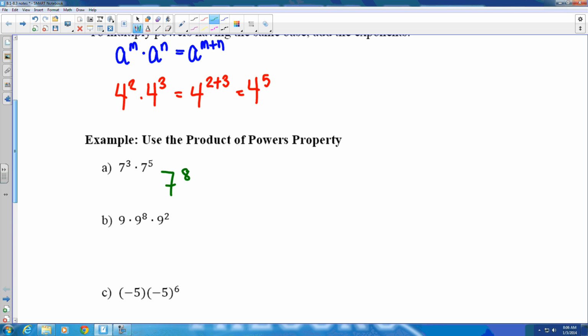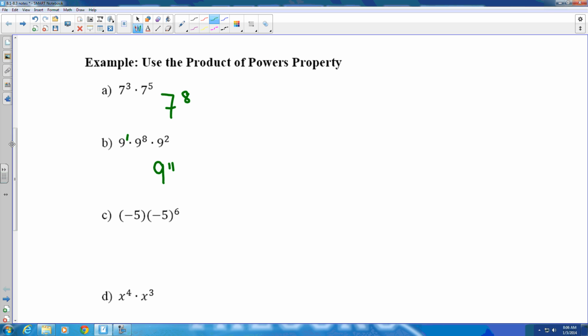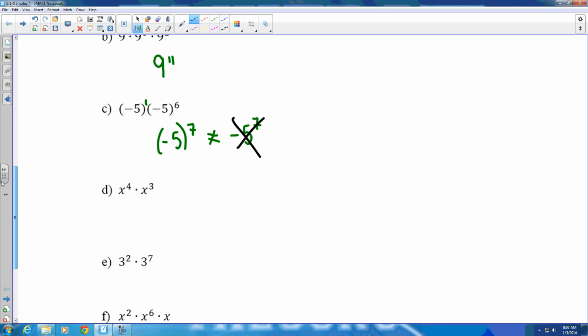On B, we just have to be careful that the first 9 actually is 9 to the 1st, and then when we add all those exponents together, it would be 9 to the 11th. C, again, this negative 5 is to the 1st, so it's negative 5 to the 7th, and make sure that you put that negative 5 in parentheses, because if you just have a negative outside, these are not the same thing. So you cannot use that. We have to have parentheses around the negative 5.